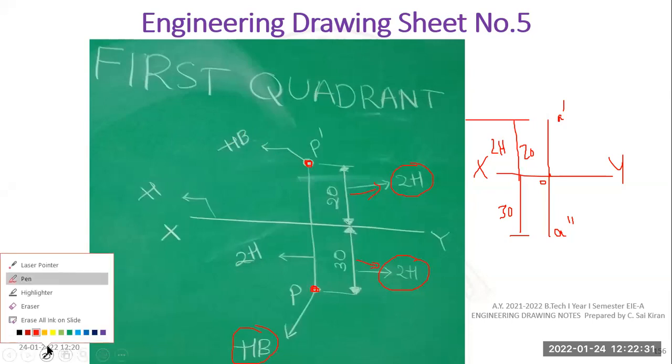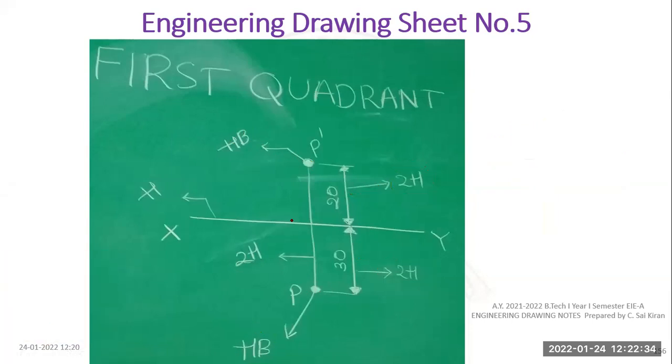I will share this in my PPT so that you can use these pencils. You have to compulsorily highlight these 2 points with the HB pencil. Draw the dimension with the 2H pencil, and everything else with the H pencil. The front view and top view points are with the HB pencil. Any doubts? You can unmute and ask. You have to compulsorily use 3 pencils: H, 2H, and HB.